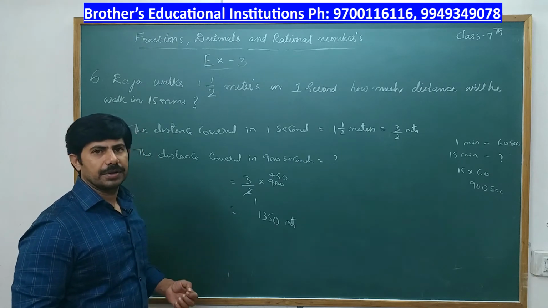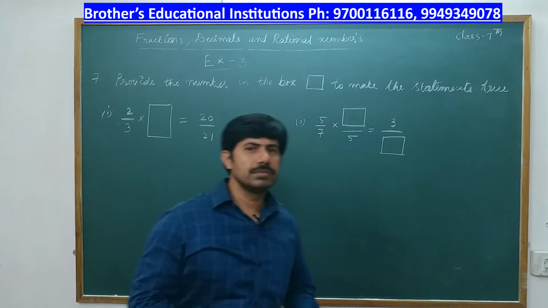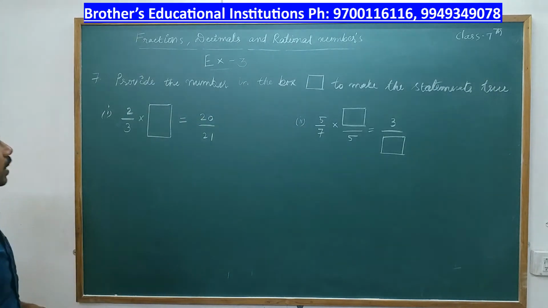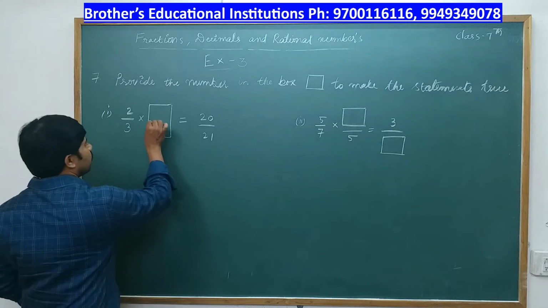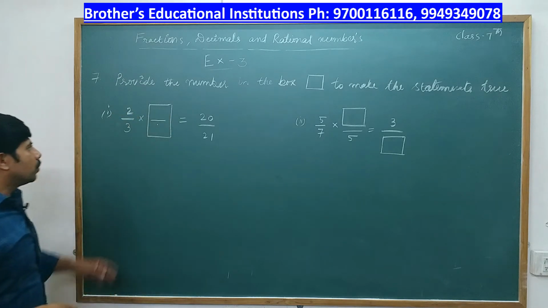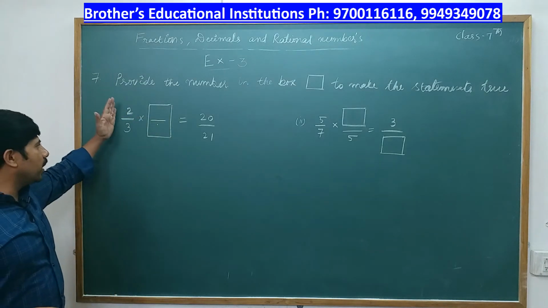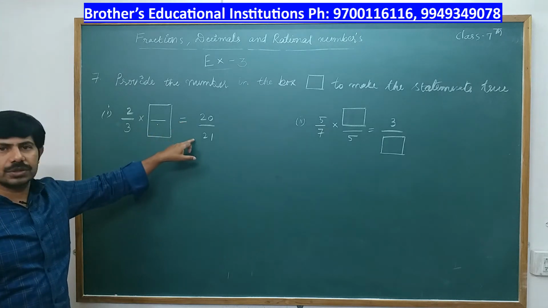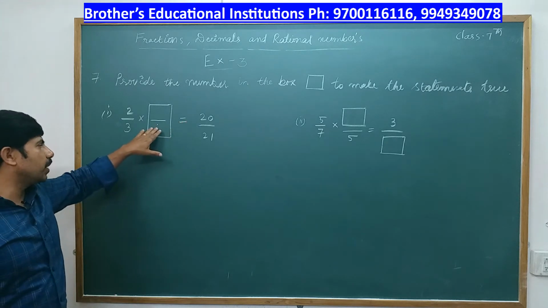This is completed. Next problem. Provide the number in the box to make the statements true. 2/3 we have. So here we need to find out a fraction, that means numerator by denominator. So if I multiply 2/3 with this fraction, the result is 20/21. So we need to find this fraction.